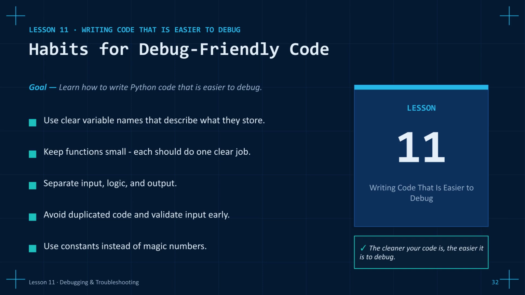Lesson 11 is about prevention, writing code that is easier to debug in the first place. Use clear variable names, keep functions small, and separate input, logic, and output. Avoid duplicating code, validate input early, and use named constants instead of mysterious magic numbers. The cleaner your code is, the easier it will be to debug later.